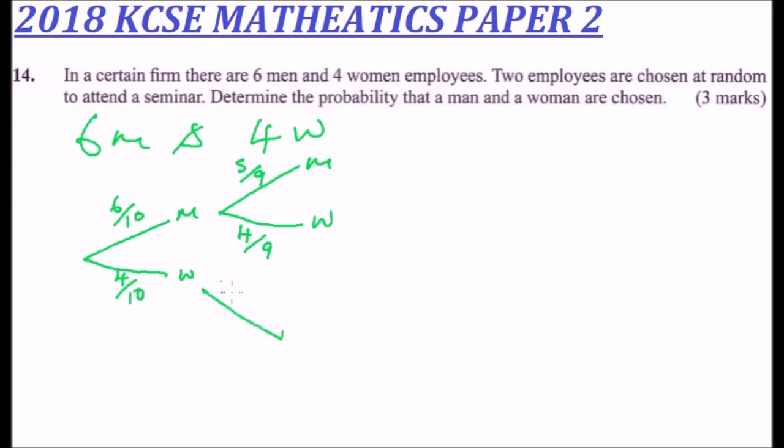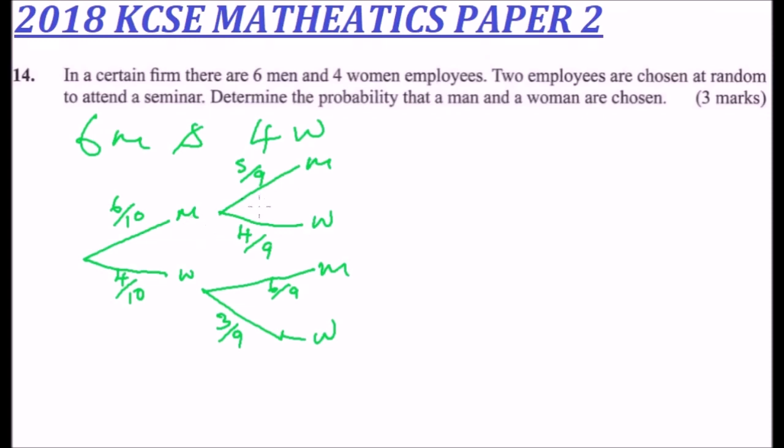Then we come to the second branch. If a woman was chosen the first time, men are still 6. So the probability is 6 out of 9, because one woman was chosen. And if a woman is to be chosen, the probability is 3 out of 9.